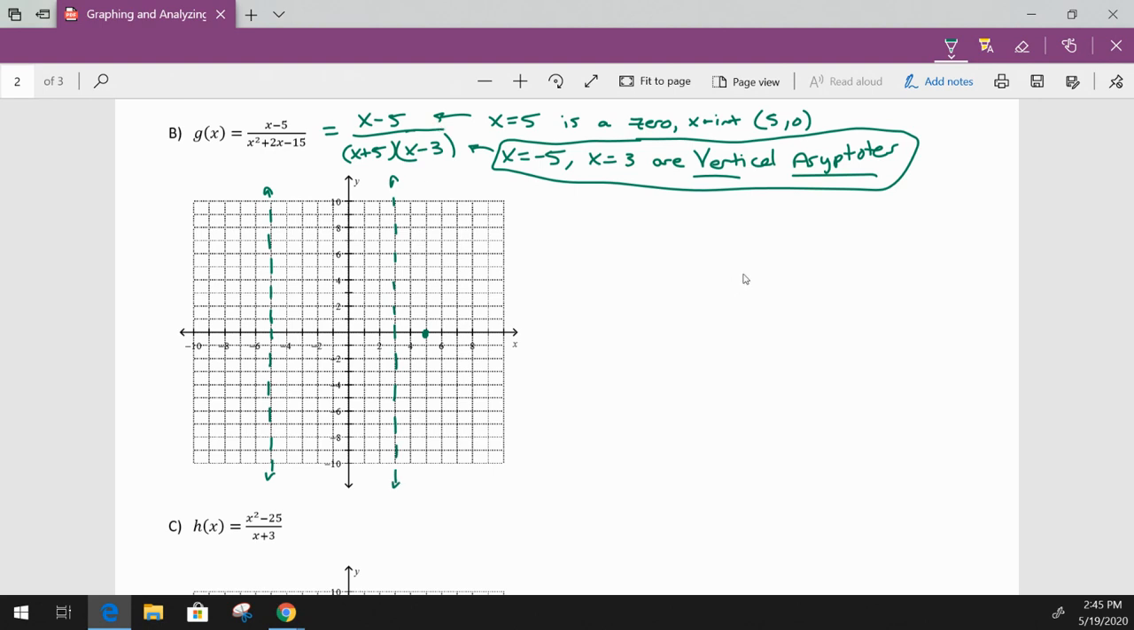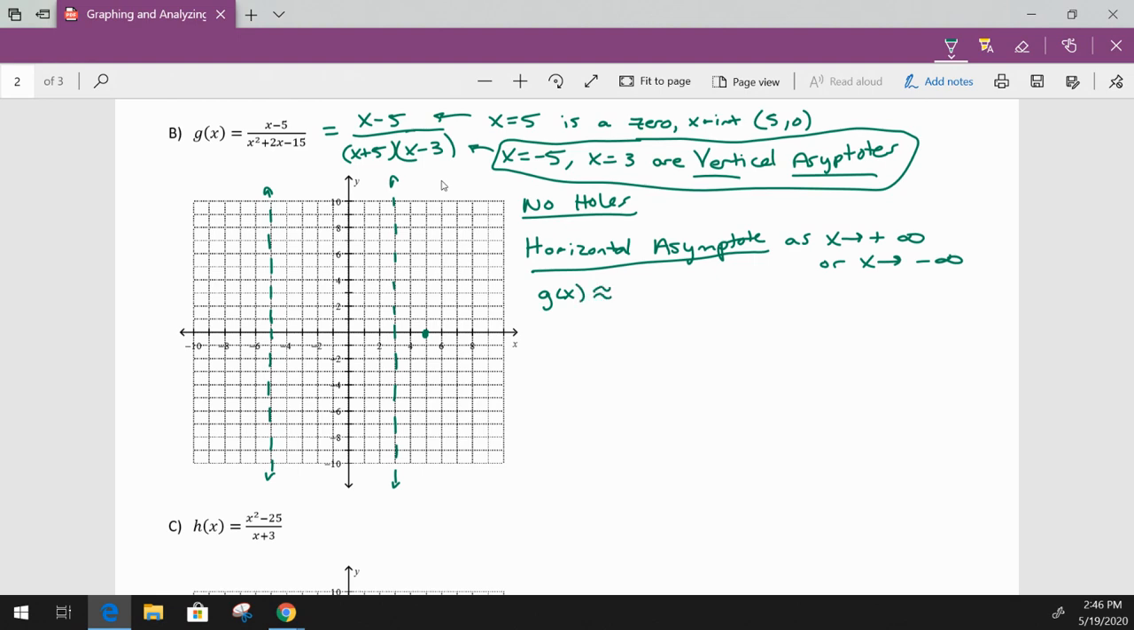All right, so now we did mention that there's no holes. And that was because there isn't an x value that would make both the numerator and denominator equal to 0. But we will have a horizontal asymptote. So if we think about what's going to happen as x approaches positive infinity or x approaches negative infinity, what's going to happen?